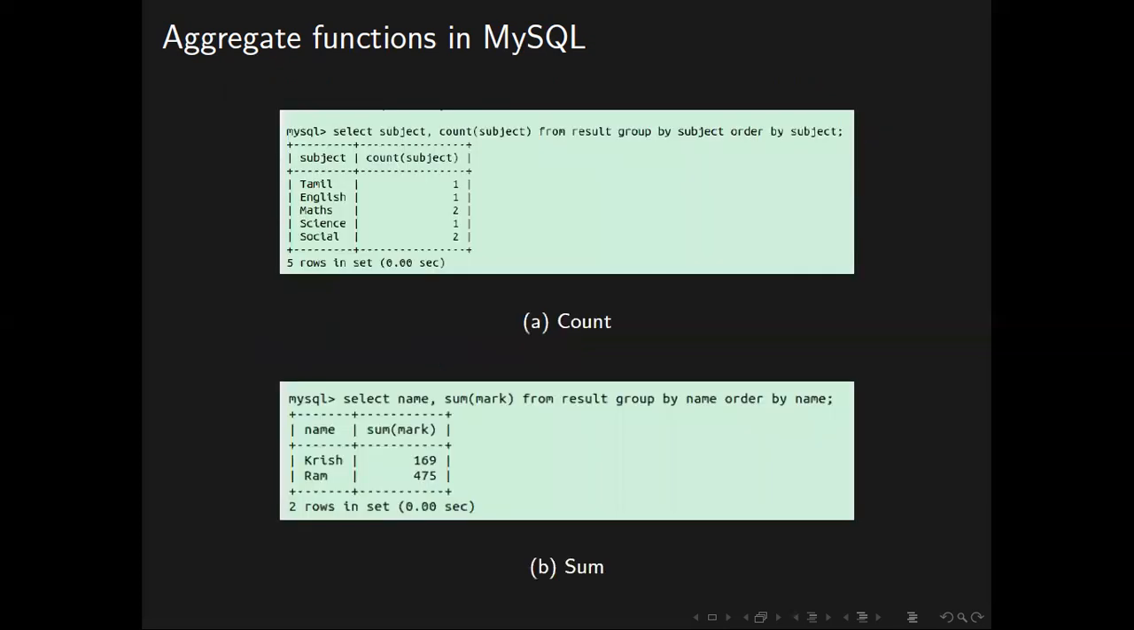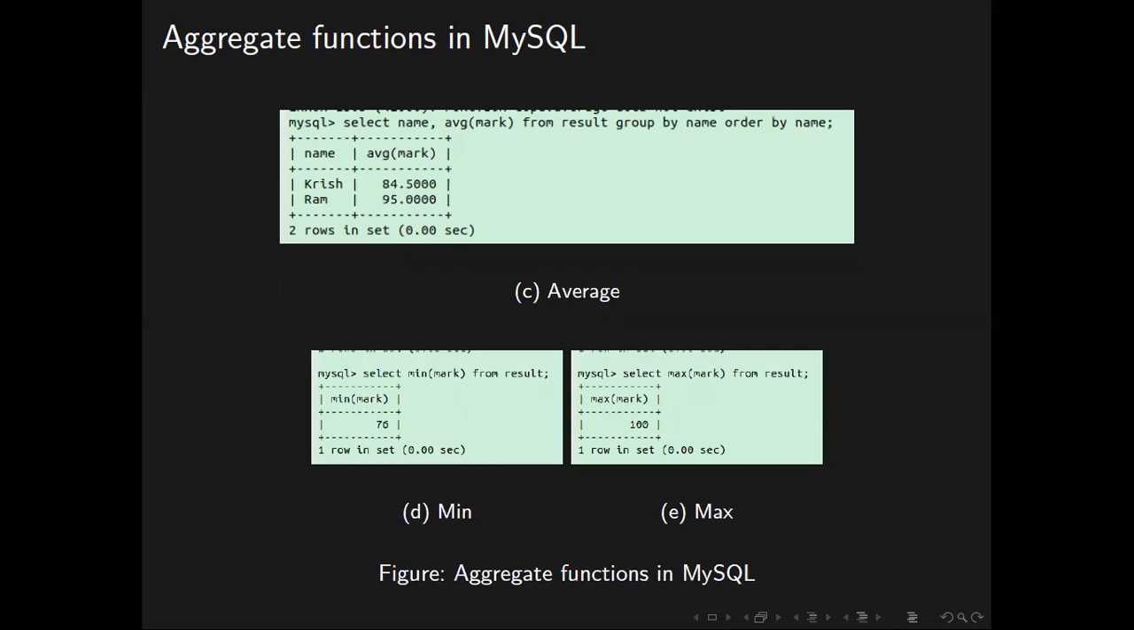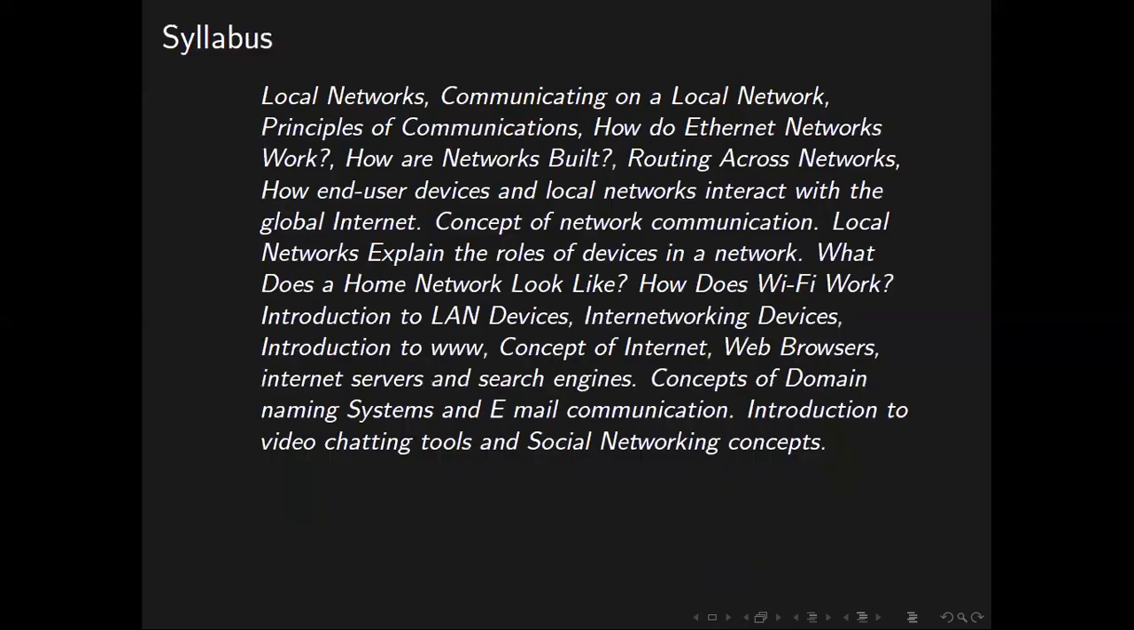Then aggregating functions. Use of aggregating functions. Tamil, English. It's count. It's the average. The sum for Krish is 169. Sum for Ram is 475. You can take name by sum. You would have taken subject-wise sum also. Subject-wise, what is the sum for mathematics? What is the sum for Krish? Average mark. Then minimum of mark, maximum of mark.